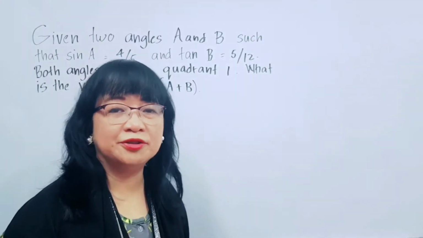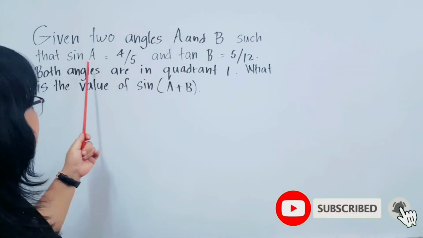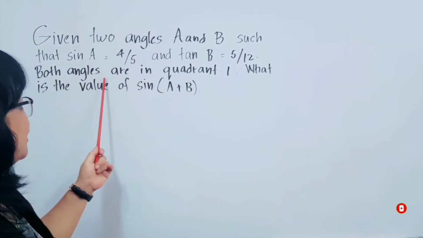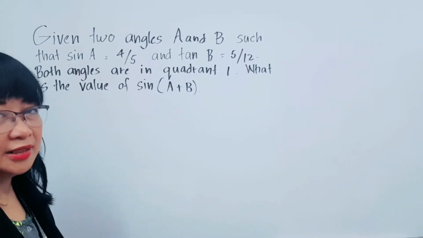So our question for today. Given two angles A and B such that sine A is equal to 4/5 and tangent B is equal to 5/12. Both angles are in quadrant 1. What is the value of sine of A plus B?